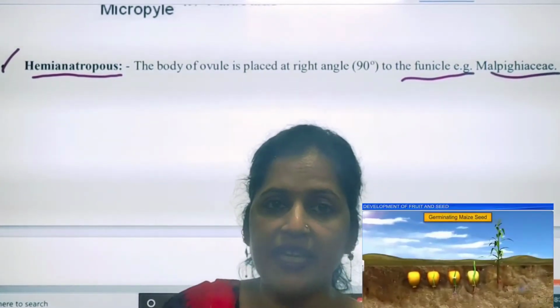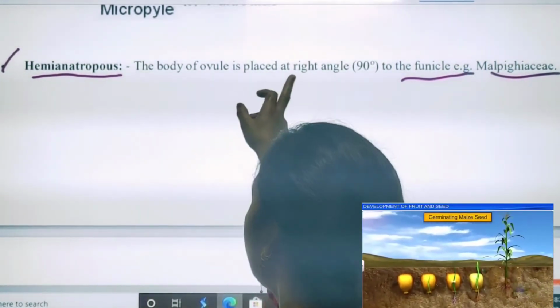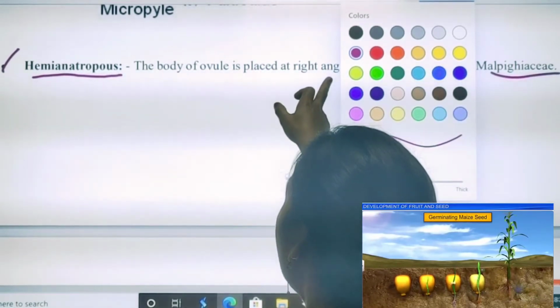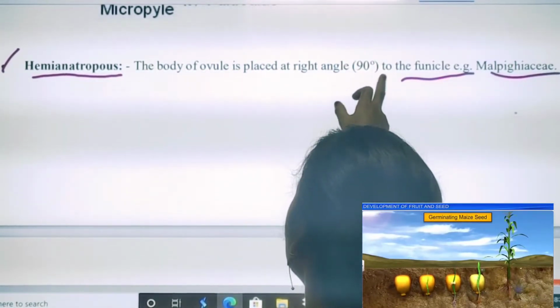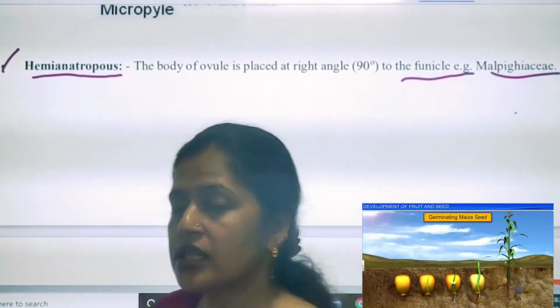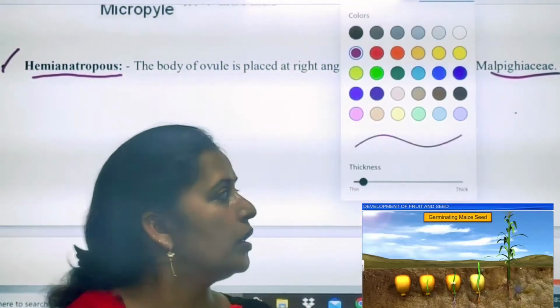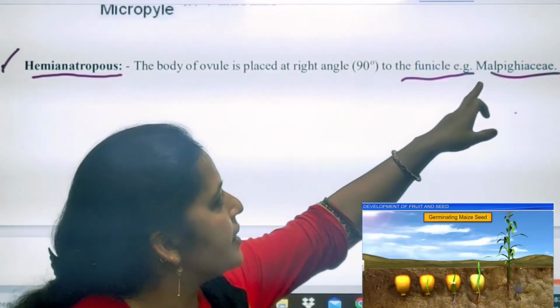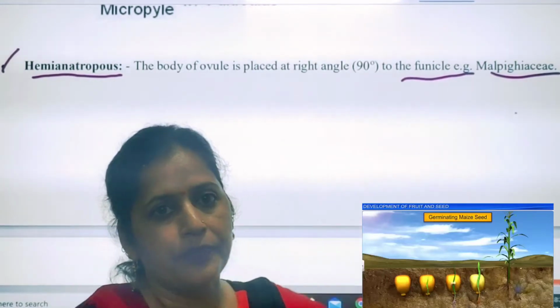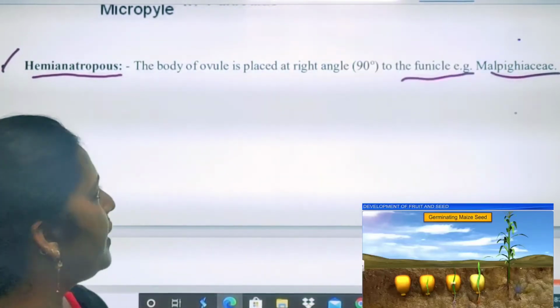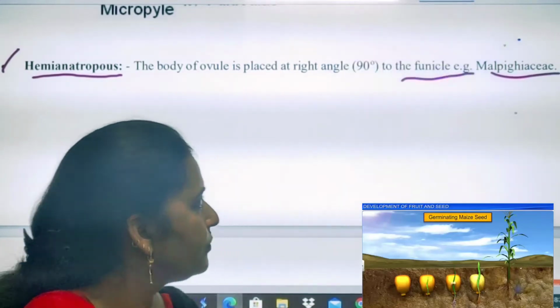In the hemianthotropous ovule, the body of the ovule is placed at a right angle, that is 90 degrees to the funicle. Example is Malpighiaceae. So this is the hemianthotropous ovule.